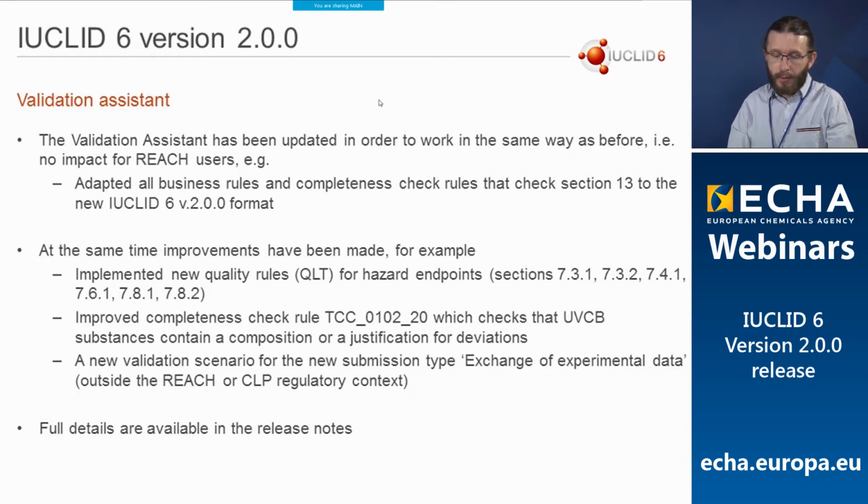And we have also added a new validation scenario. So for those who are using this new submission type that was introduced by Mark, exchange of experimental data outside of any regulatory context, they can still use some of the rules we have implemented for registration to make sure that the information provided in the study summaries is complete. And of course, you will see the full details of the changes we made to the validation assistant and also in general to the full Euclid 6 application in the release notes published on the Euclid website.